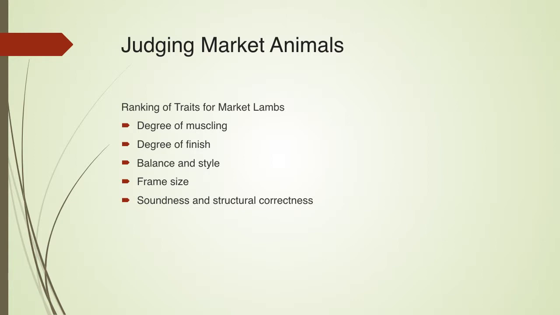It's going to have an easy time carrying offspring. And soundness and structural correctness is really important because throughout a pregnancy or gestation, without that soundness, that animal will be under stress, will not be able to keep on weight, will not be able to perform well. So here are our 5 traits for market animals, but those first 2 are what are really unique to our market animals: muscling and finish.